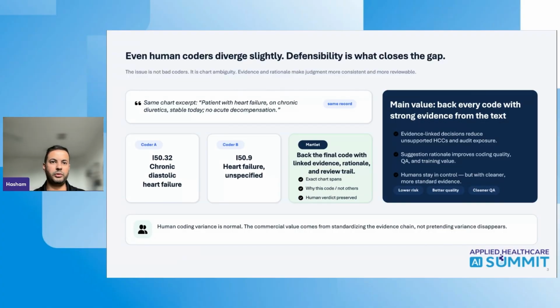In this talk, we'll focus more on the aspect of defensibility, because this is becoming increasingly important in medical coding altogether, especially in risk adjustment.